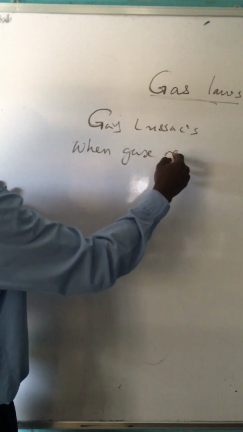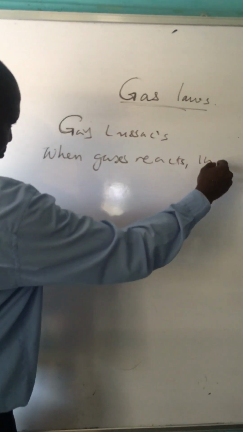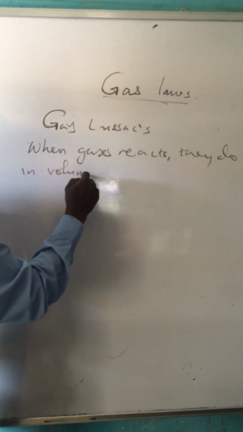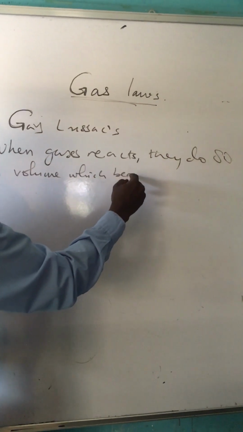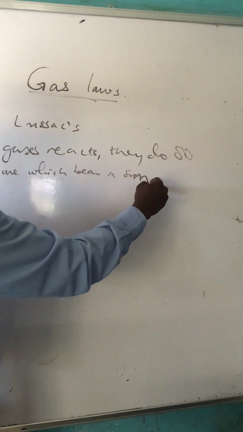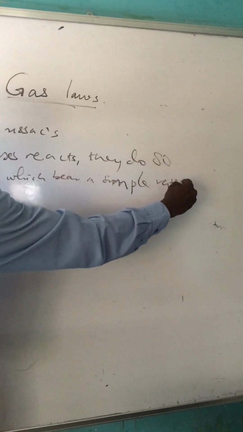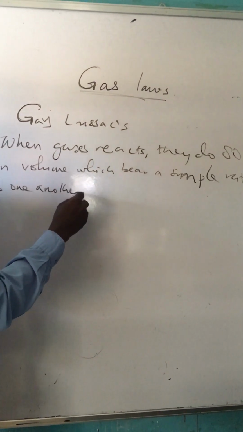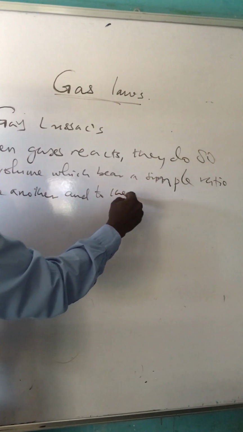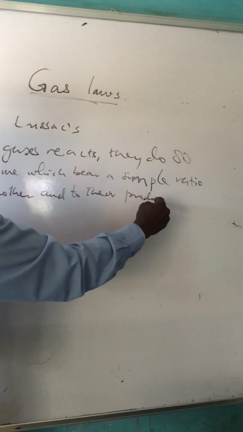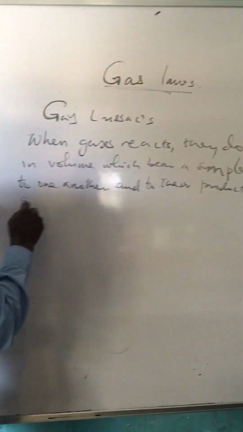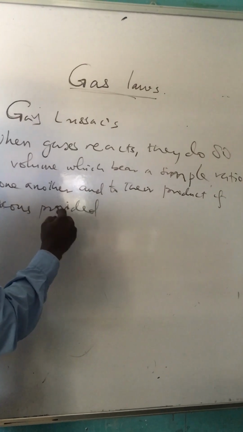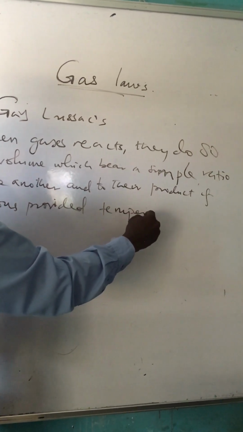when gases react, they do so in volumes which bear a simple ratio to one another and to their products if gaseous, provided temperature and pressure remain constant.